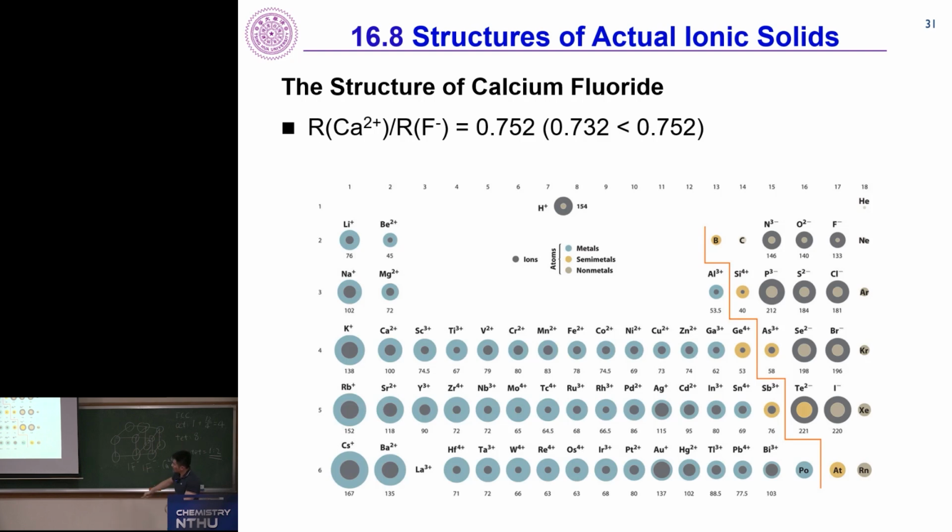You might ask the question, what if we have a huge cation and we have a small anion? Well, that's what I was talking about, the anti-fluorite structure. But we're not going to talk about that.